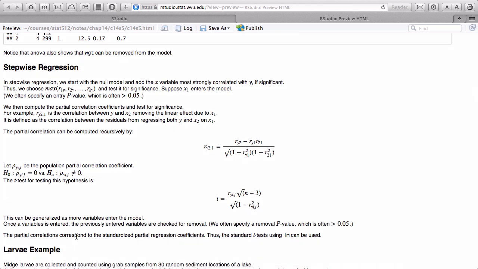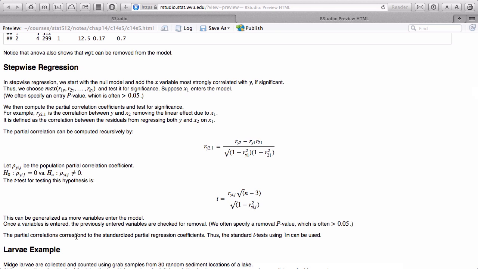So that's called backwards elimination. Now, stepwise regression, we do this in terms of what are called the correlations or the partial correlations, which are really the standardized regression coefficients. So what we do is we start with a null model, and you add x variables that are most strongly related to y. Initially, we look at the correlation between x1 and y, x2 and y, up through xk and y, and we say, okay, which one is the largest correlation? It's not enough to be the largest, it also has to be significant.